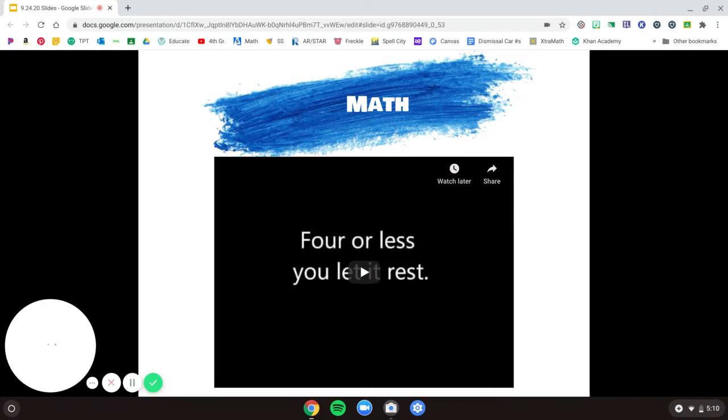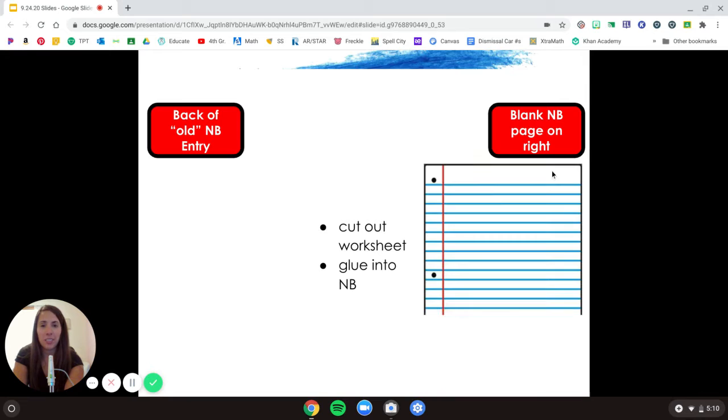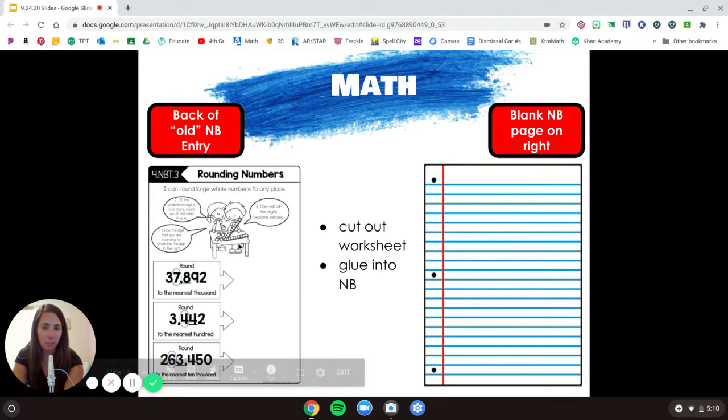So, we're going to use that strategy today to help us in our rounding, okay? So, what we're going to need is a copy of your paper. Make sure you have that out. Remember, I like to print that a little smaller so we can cut it out and fit it in our notebook.